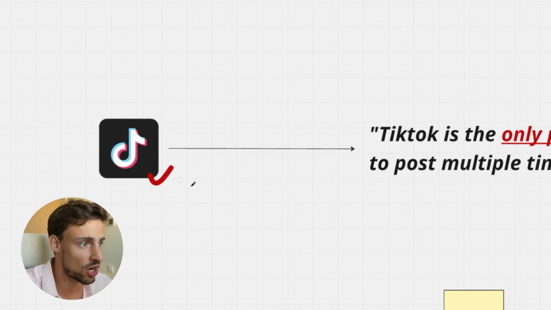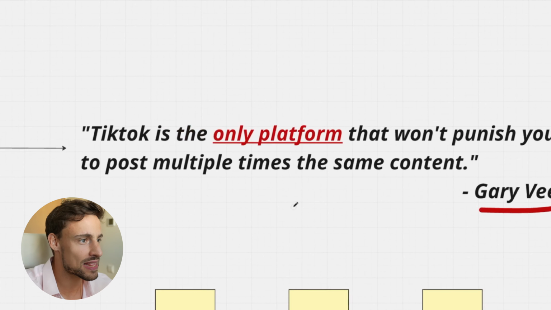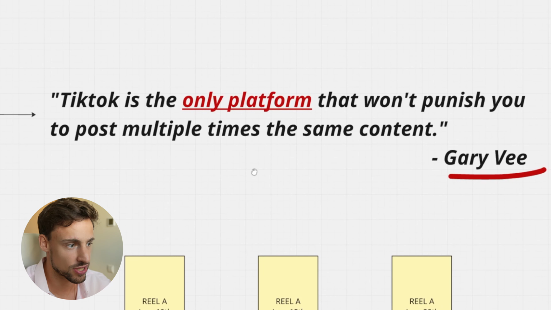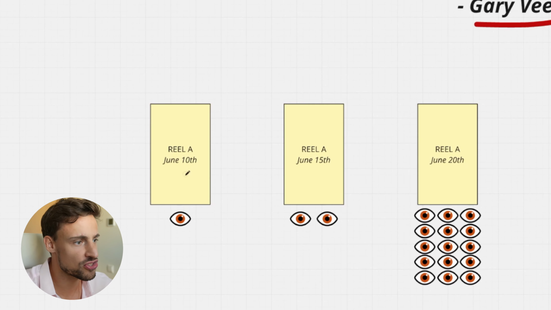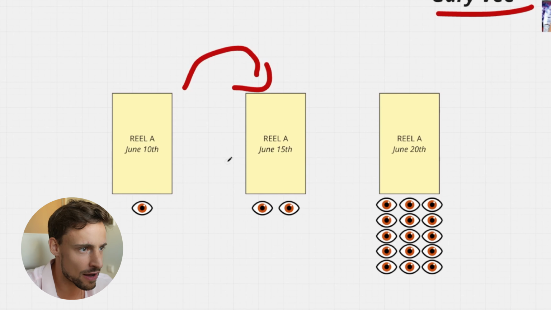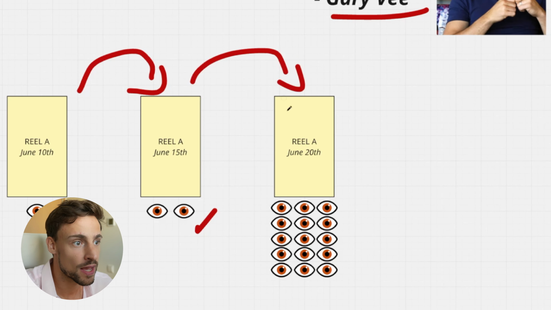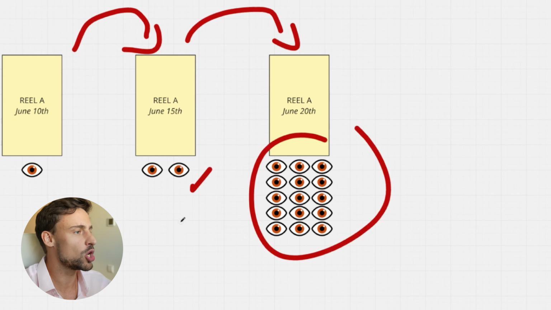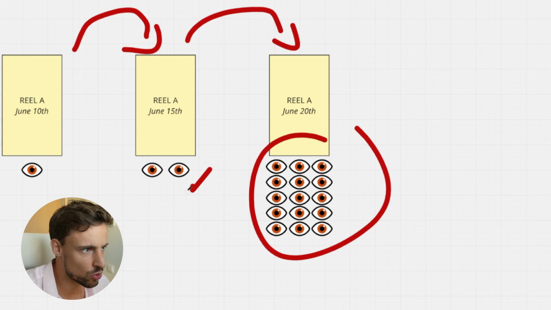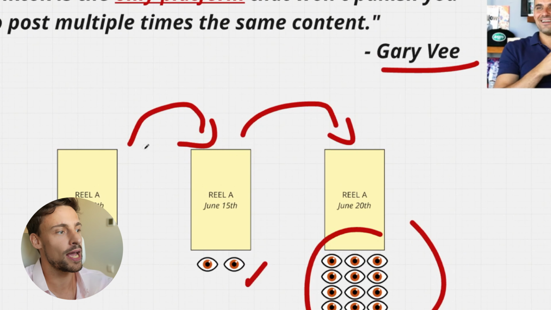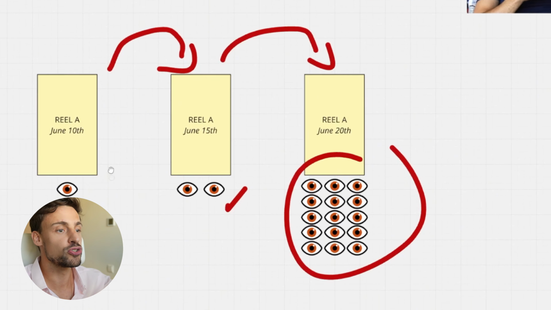But same goes also with TikTok. A very smart man called Gary Vee said that TikTok is the only platform that won't punish you for posting multiple times the same content, which means that you can have a reel A posted on June the 10th, having a low amount of views. The exact same reel you're gonna repost a few days after, June 15th, gonna attract more views, or having like 10 days from the first time, same reel, June the 20th, and having a maximum of views. So it's not because you're posting only once, you say, oh no, this reel didn't work. This reel didn't catch the right audience. Try with platforms like TikTok to multiply the schedule of the same reel so that you multiply also your chances of being seen.